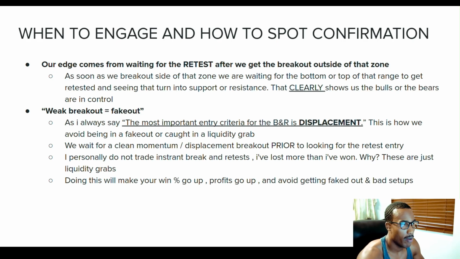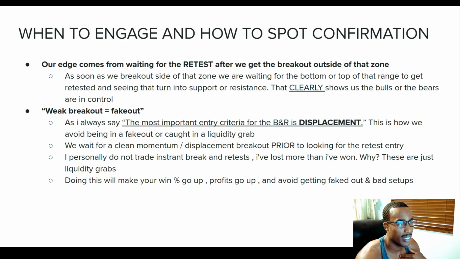This is how we avoid being in a fake out or caught in a liquidity grab, a break and base. Some people call that an instant break and retest. No, I want to see strong momentum. We wait for clean momentum. We wait for displacement, breakout prior to looking for the retest entry. See, where traders go wrong is we get a breakout and they're instantly looking for the retest. I am not. I'm looking for displacement prior to looking for the retest entry.